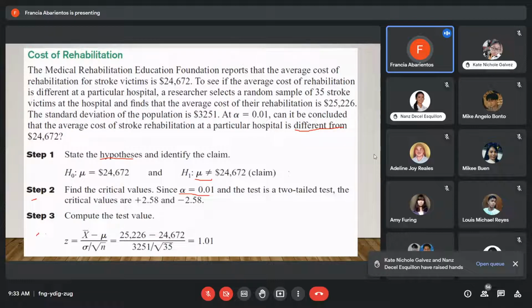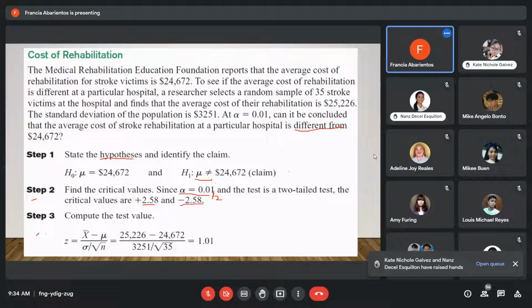We have now the level of significance at a given. We have 0.01. Since this is a two-tailed test, you need to divide it by 2. Divide mo ulit siya by 2, the level of significance. Okay? After that, we have the positive 2.58 and the negative 2.58. This is now, class, your critical values based on the table.